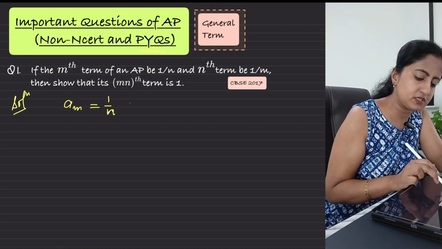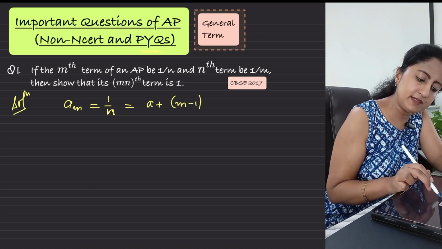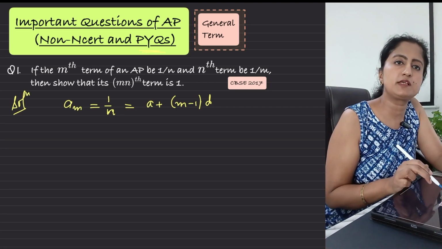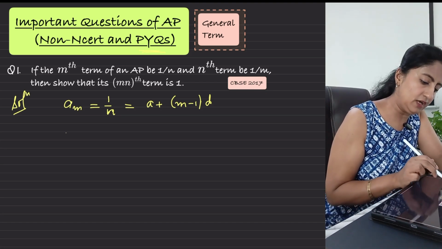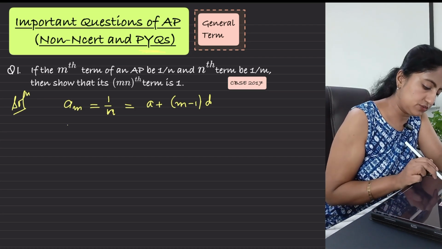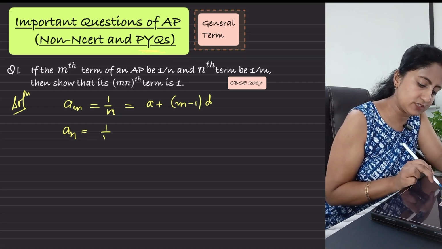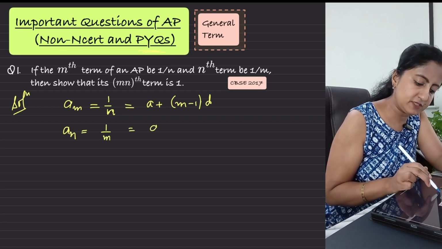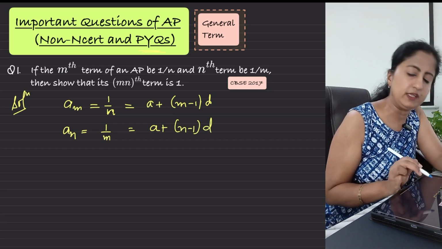Now when they say mth term, it can be written as a plus m minus 1d. I have just replaced the formula for nth term with m over here. Now, the next thing is nth term be 1 by m. So now, the general relation of an is given to us as 1 over m, and we will expand it by writing a plus n minus 1d.